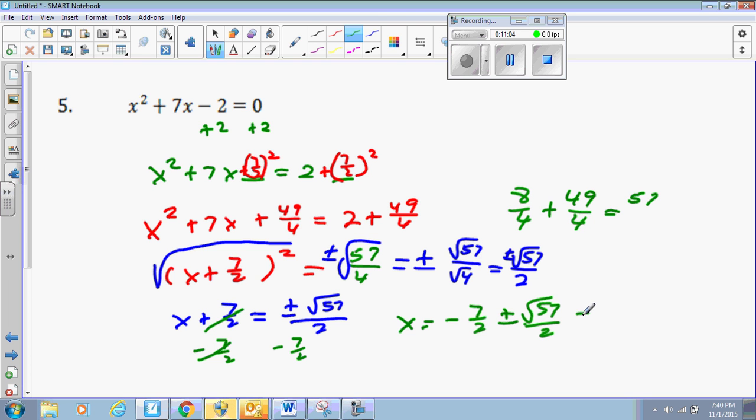Although sometimes you might see this, negative 7 plus or minus the square root of 57 all over 2. I'll take either one of these methods.